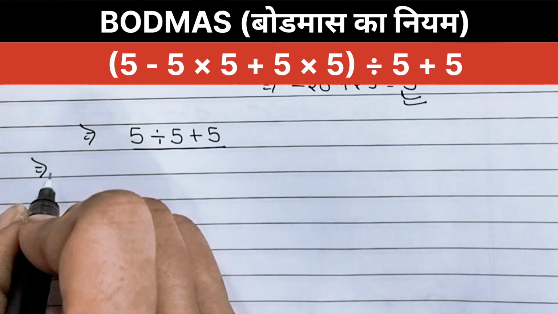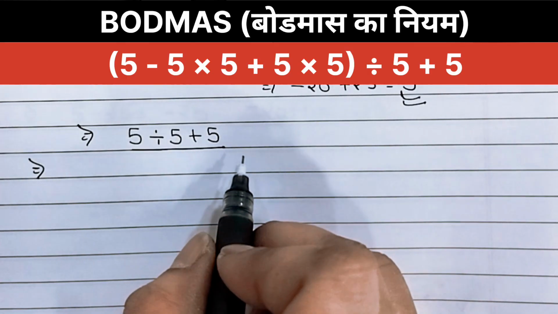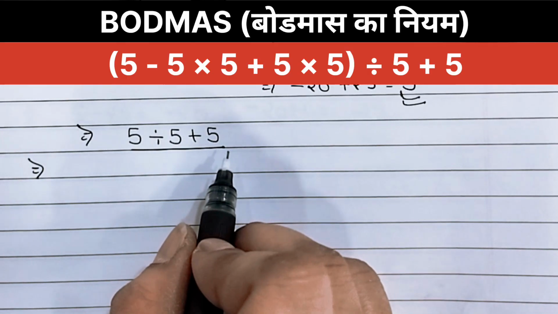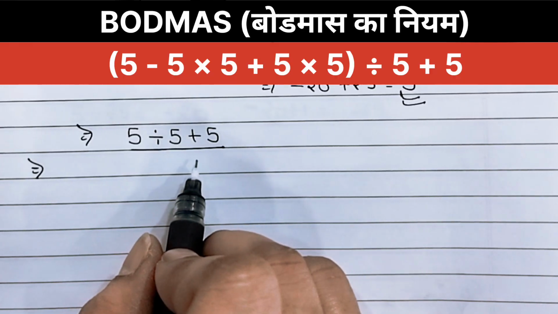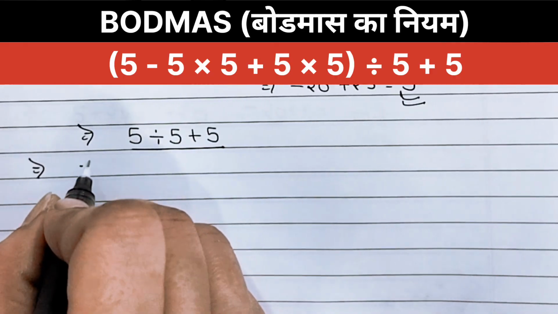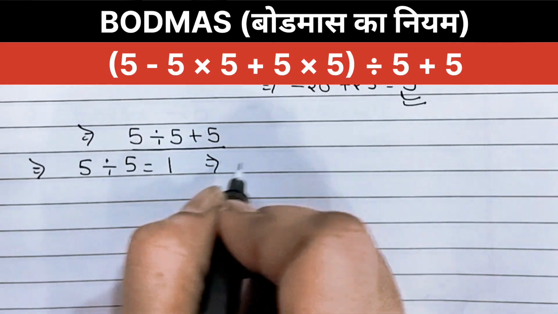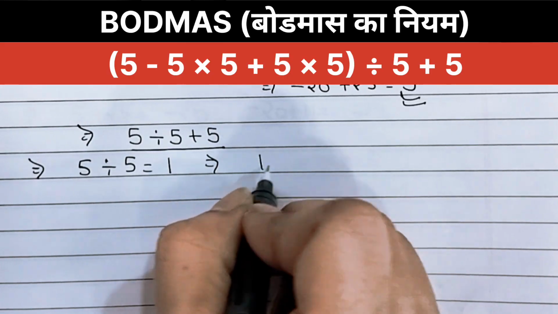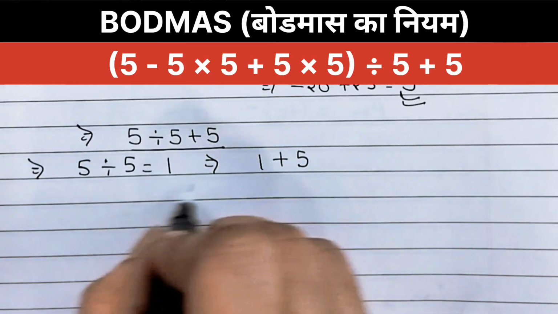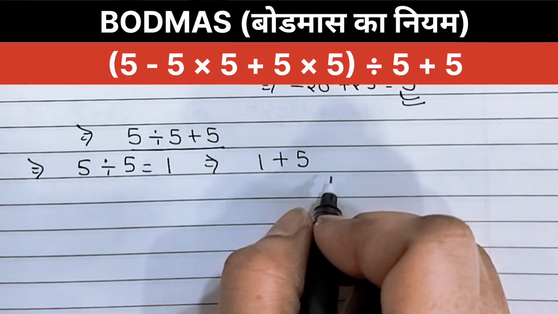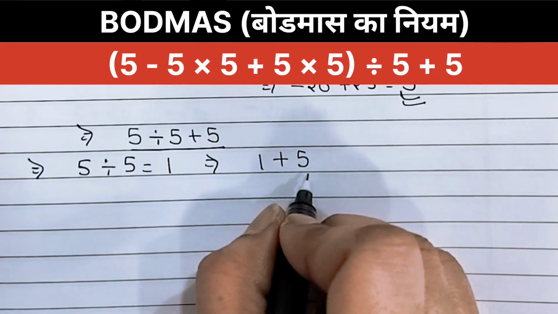Now the second step, division. Next we look at the remaining operations: division and addition. According to BODMAS, division comes before addition. So first we divide the values. 5 divided by 5 equals 1. And now the expression becomes 1 plus 5. According to this step, we have completed the division, leaving us with 1 plus 5 only.